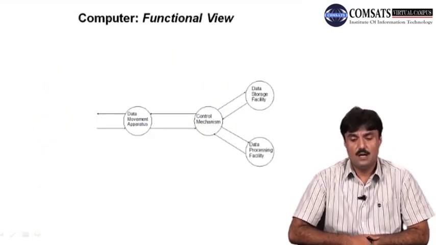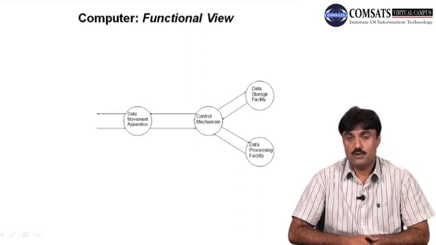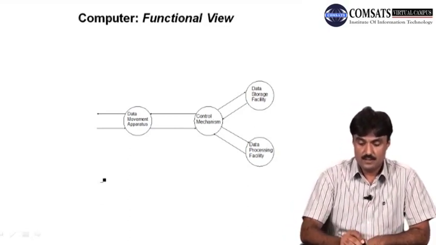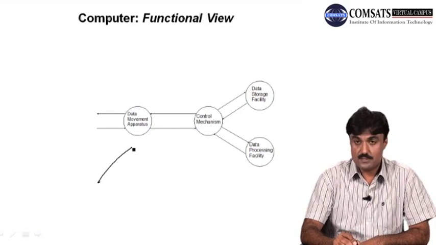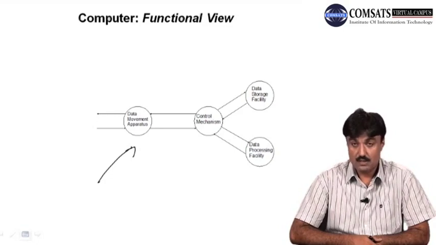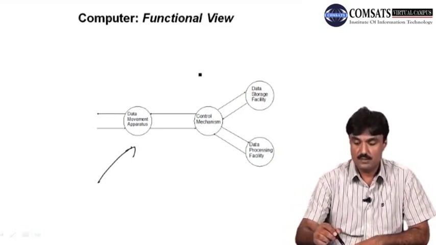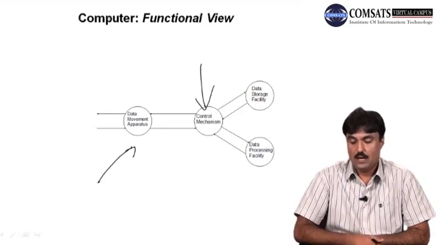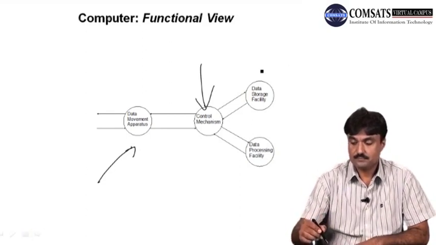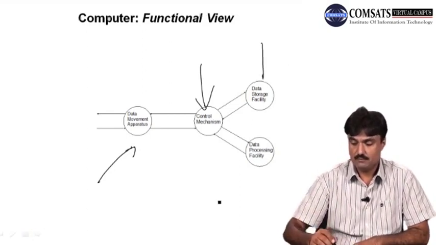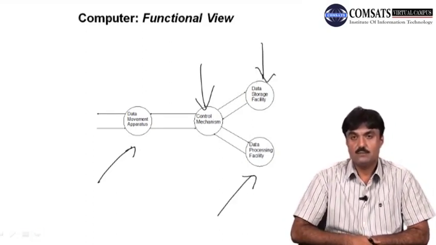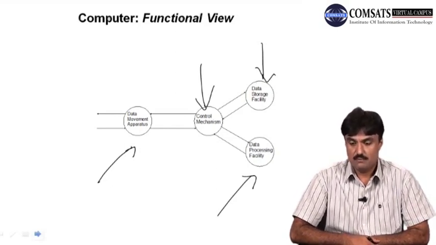Now we will see how functions are performed inside a computer. This is the functional view. Here is the data movement apparatus, the component that controls the data movement. Then we have the control mechanism. This unit controls the whole data flow. And then we have a storage facility and a data processing facility. So all these are the abstract level components of a computer.